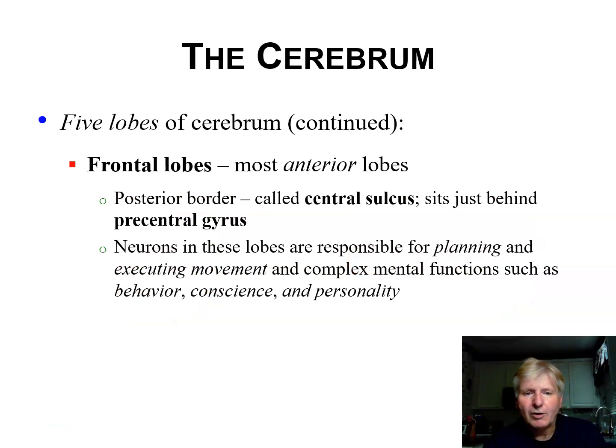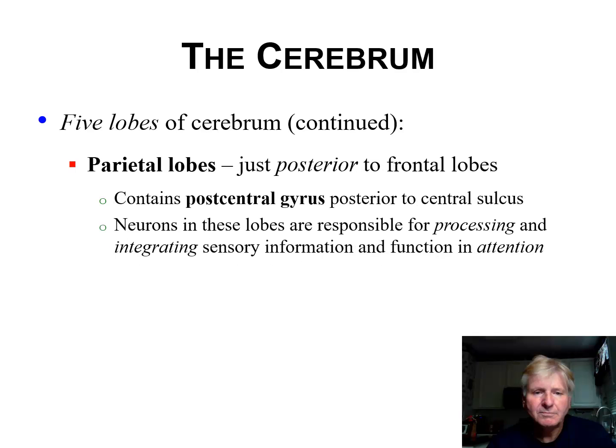So the frontal lobe: the posterior border of the frontal lobe is basically called the central sulcus, which sits just posterior to the precentral gyrus. The precentral gyrus is in the frontal lobe where you find the primary motor cortex. So these neurons in the primary motor cortex will be responsible for basically planning and executing movement, and the rest of the frontal lobe is important for some of the complex mental activities like behavior, conscience, and personality.